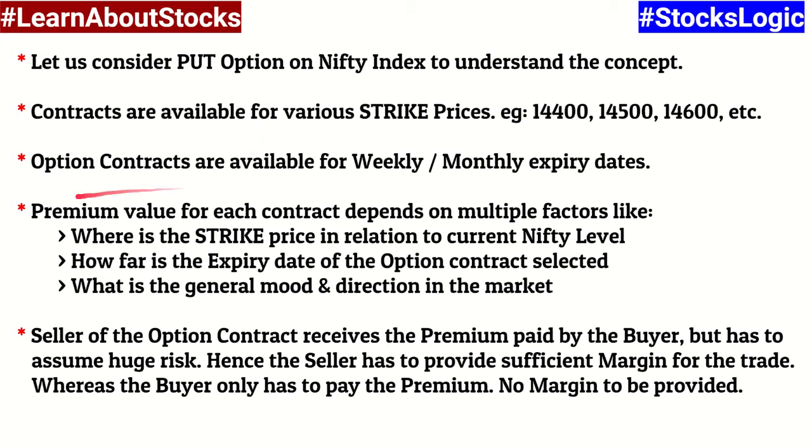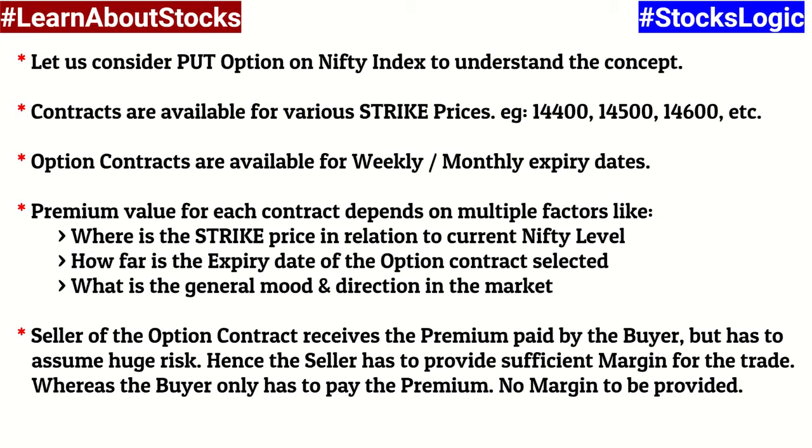These option contracts are available for weekly as well as monthly expiry dates. For weekly contracts, they expire on the Thursday of that particular week. For example, today is 15th of January. The next weekly contract expiry is for the upcoming Thursday, which is 21st of January. The monthly expiry is the last Thursday of that particular month. So the January month expiry contract will expire on the last Thursday, that is the 28th of January.